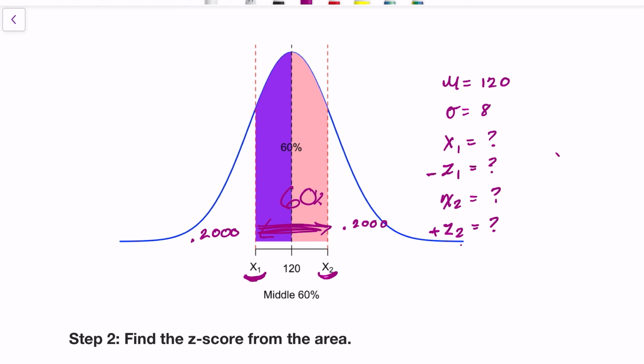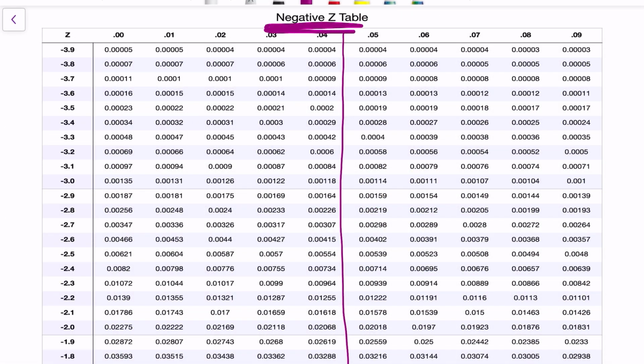Another thing to remember is that the table does not give you the area to the right, so it won't give you this piece. It will also not give you the middle part because that's also not what the table gives you. However, it will give you this piece, the area to the left. So let's find a negative z-score, what value that is, so we can put it into our equation. We're going to look for the area associated with the z-score here in our table on the negative side. So I am on the negative side of my table.